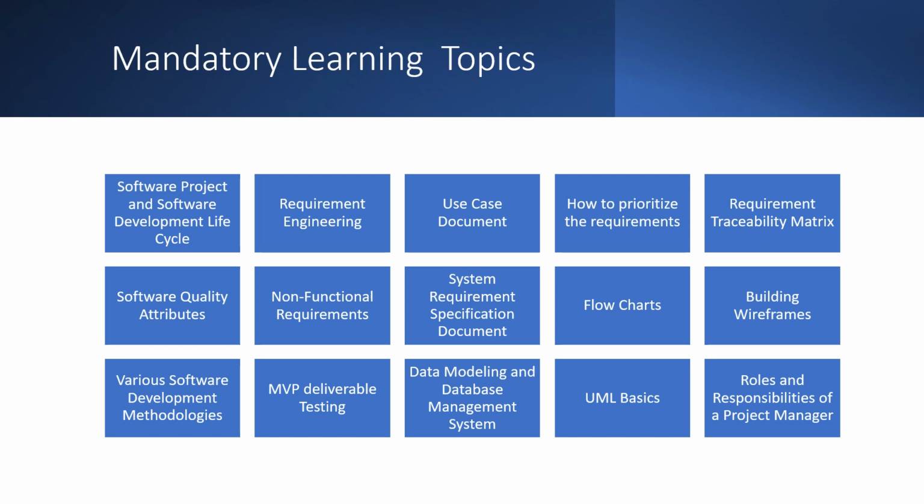These are the mandatory learning topics that I have identified: a software project and software development lifecycle, requirements engineering, use case development, how to prioritize the requirements, requirement traceability matrix. This is the most important thing, how you are going to trace the requirements. So if any change comes up, what will be the impact of that change with respect to the requirements that you have gathered? Now, software quality attributes, non-functional requirements, system requirements, specification documentation, flowcharts, building wireframes, various software development methodologies, MVP deliverable testing, data modeling and database management system, UML basics, and roles and responsibilities of the project manager.